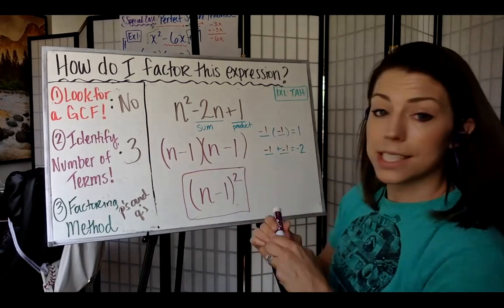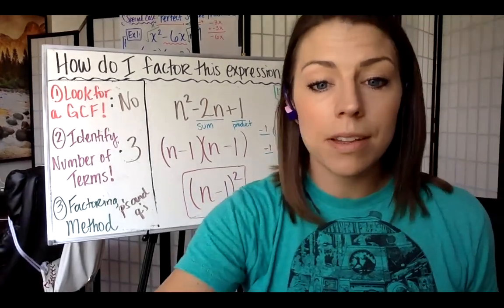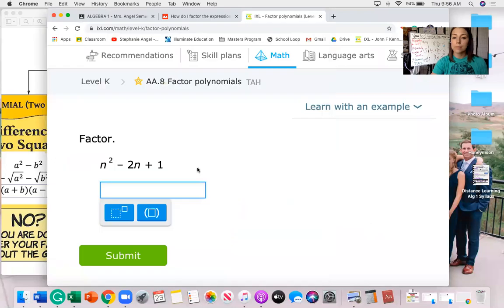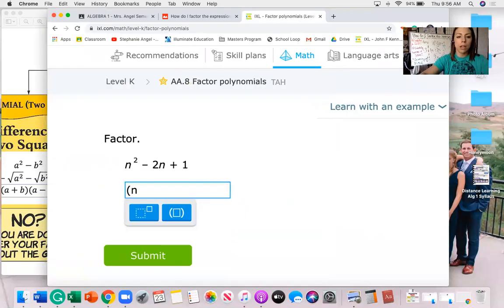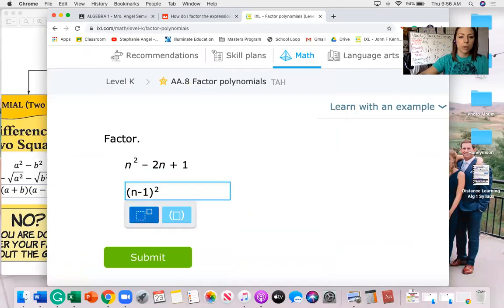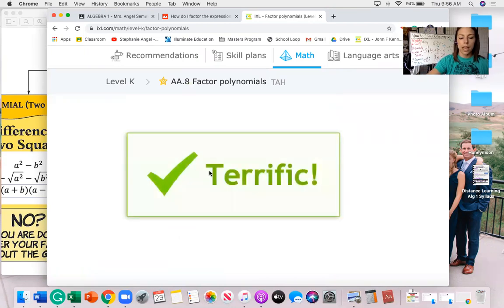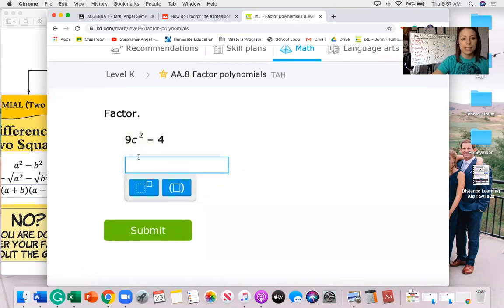So look at that. Let's see what IXL says. And again, if they don't agree, then we have to figure that out. n minus 1, put up my little square root guy, squared, and it agrees. Okay, ooh, this is a different one. All right, let's go ahead and do this as our next example. So I'm going to erase my board while you get your paper set up.